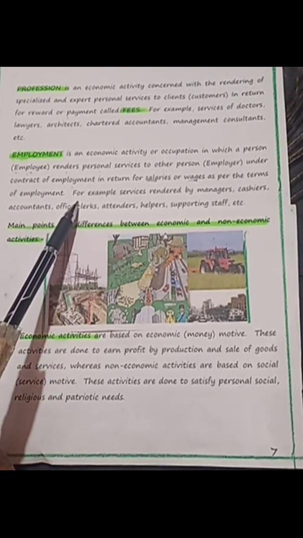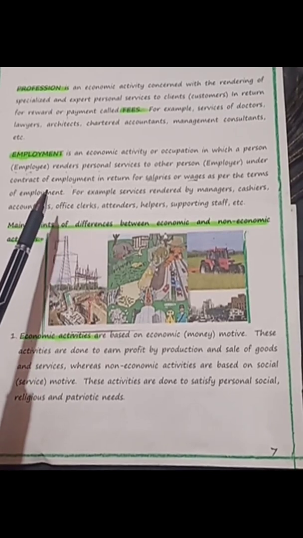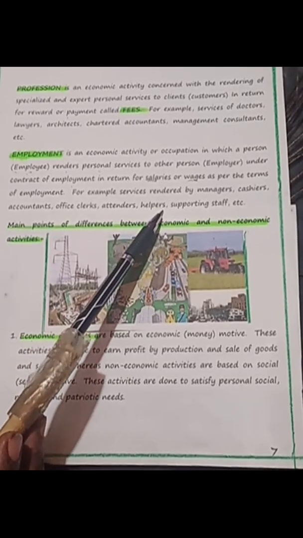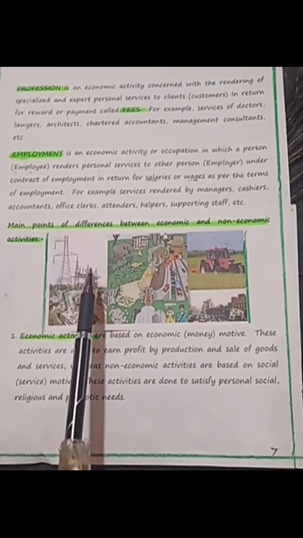Children, another point to be noted here. I will just list out the types of employment. There are permanent employment, casual employment, apprentice, contractors, hired staff, etc. So we'll move on to the next point.